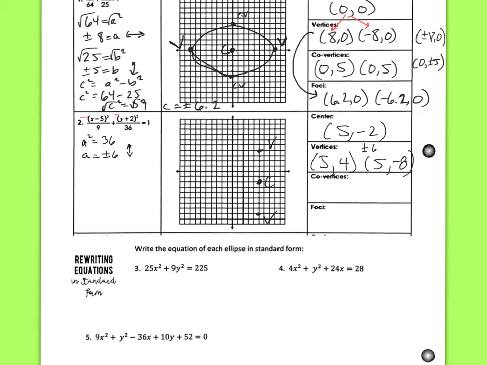The co-vertices go with b. So b squared is the smaller one, which is 9. That's this one. So that means b equals plus or minus 3, and that's underneath the x, which means we're going to go left and right from the center. And so since we went from x, so this is from the center, we're starting at 5, -2, and we're adding and subtracting 3 from the x value of the center, or just read the graph, 1, 2, 1, 2. So we have 2, negative 2, and 8, negative 2.